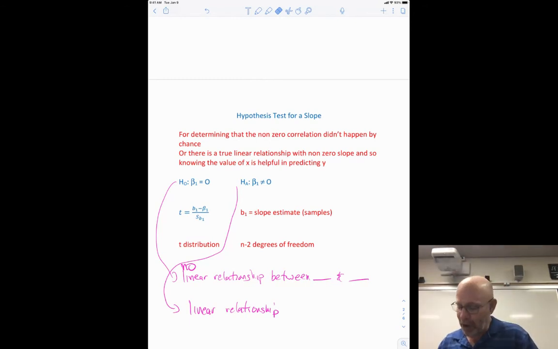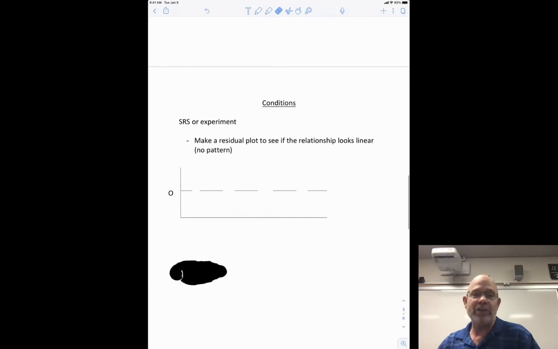So when you're doing a problem, I'm not actually going to do a problem. You're going to go through the steps. So it has conditions. The conditions are it needs to either be a simple random sample or an experiment. Often these numbers come from experiments, science, that sort of thing, so it's not really a simple random sample. If it's an experiment, you can just say this was a good experiment. The only other condition is that a line seems like a good fit. So what we need to do for every one of these problems in our conditions is draw a residual plot.